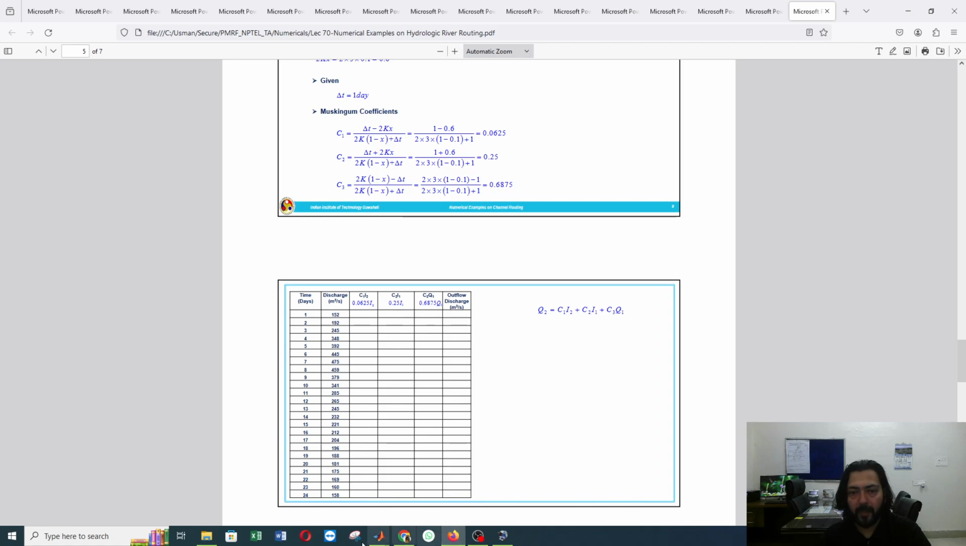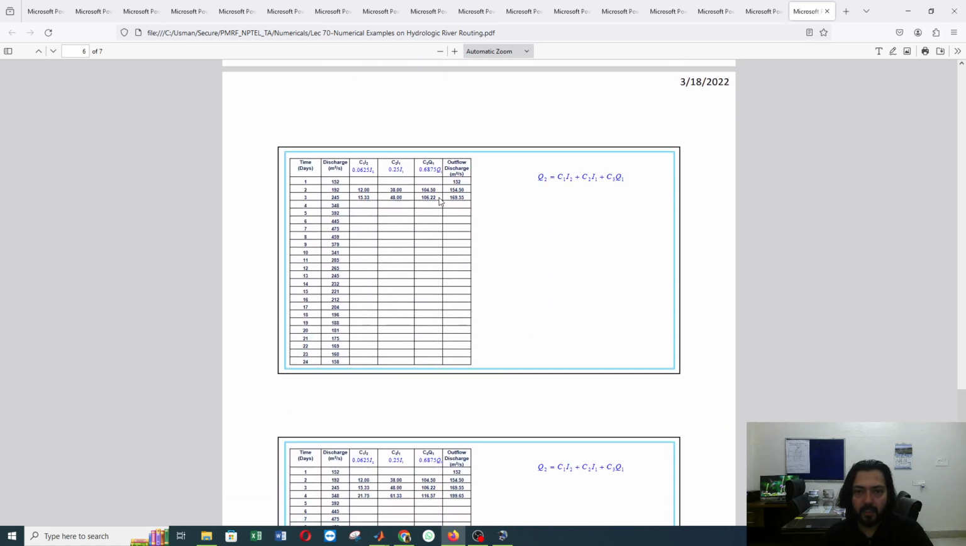Now we are going to prepare a table whose first and second columns would be the data set that is given to us. The third column would be C1 into I2, because this is the equation to calculate the discharge for the second time period. So we prepare a column for this, a column for this, and a column for this, and when we add the three columns, we get the outflow discharge, right? Using the same method, for the first initial output, the same would be the outflow, and this will be the inflow for the next value, and we have to calculate the value of outflow.